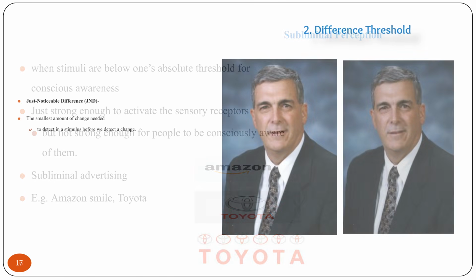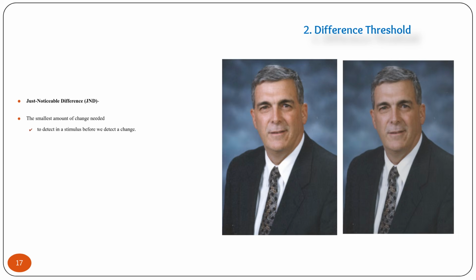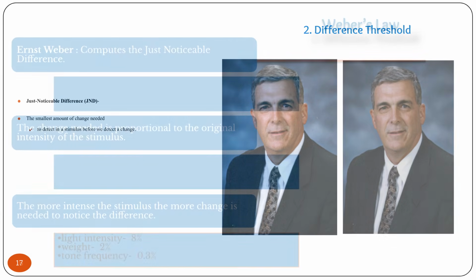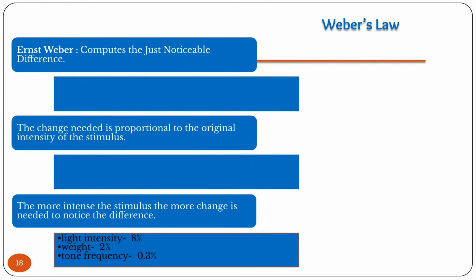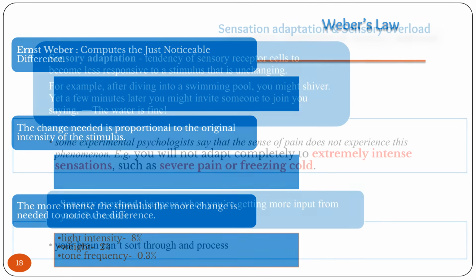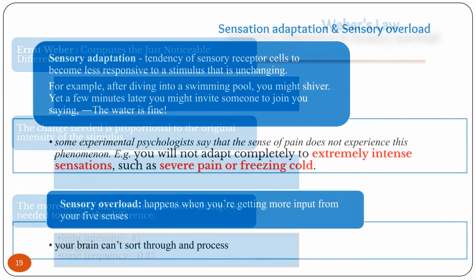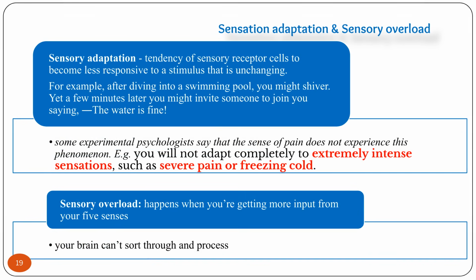The difference threshold, or just noticeable difference, JND, is the smallest amount of change needed in a stimulus before a difference is detected. Weber's law, formulated by Ernst Weber, states that the change needed to detect a difference is proportional to the original intensity of the stimulus. More intense stimuli require more change to notice a difference. Sensory adaptation is the tendency of sensory receptor cells to become less responsive to an unchanging stimulus. Sensory overload happens when there is too much sensory input to process effectively.